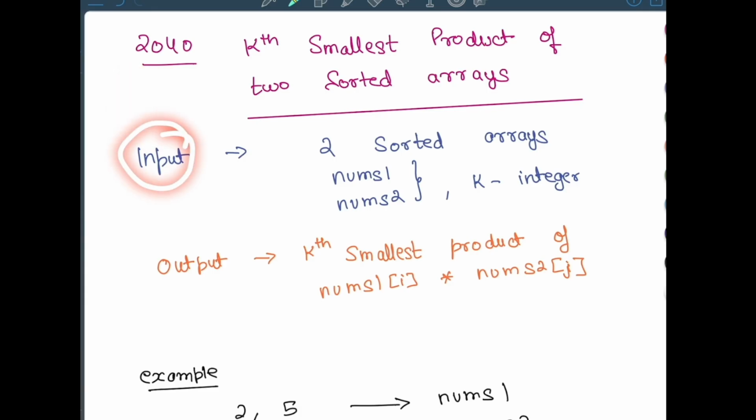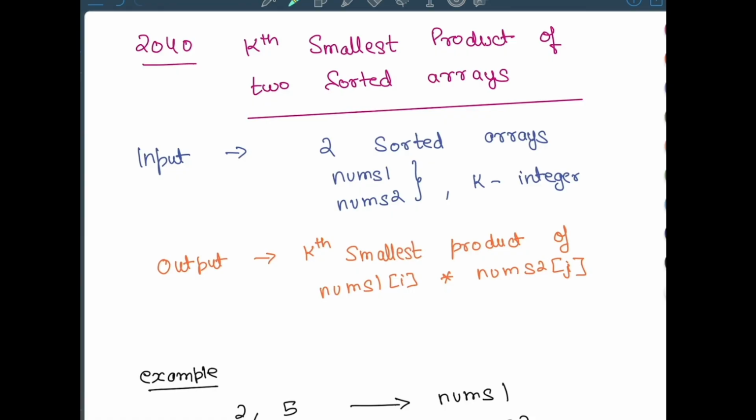The input given in the problem are two sorted arrays, nums1 and nums2, and there is another input which is an integer, and let's call it k. The output we need to give in the problem is the kth, this k is coming from the input. So the output we need to give is the kth smallest product of nums1 of i multiplied by nums2 of j. Now let me clarify what's the output we need to give.